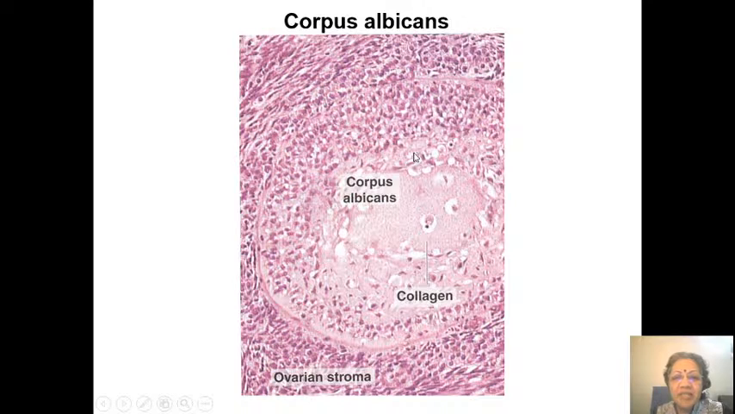A corpus albicans will be white. Luteum will be yellow, albicans will be white, where it is completely regressing because its function is over. The 14 days are over, pregnancy did not happen, and therefore that corpus luteum has completely regressed. The cells are also becoming distorted. They're not retaining their cellular shape, and they have become non-functional. Nothing happens. And the collagen material moves in and makes it into just a little bit of scar tissue.